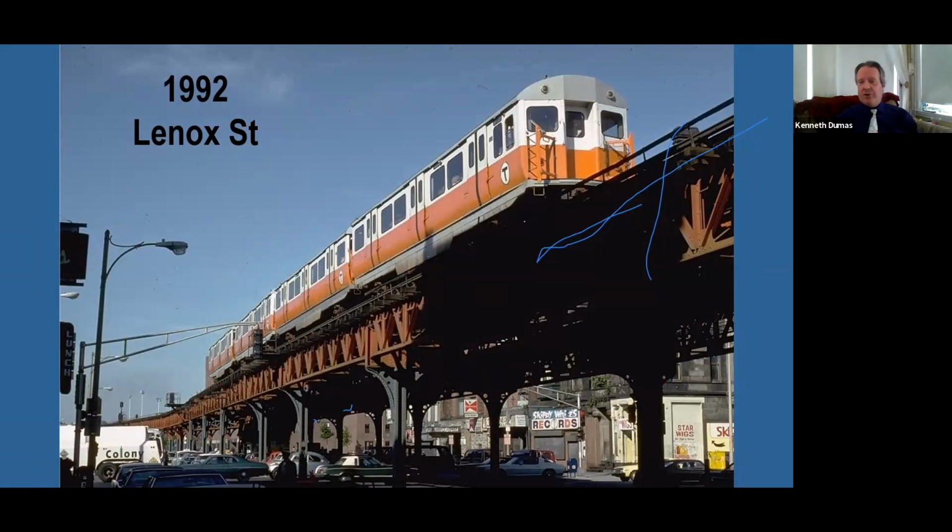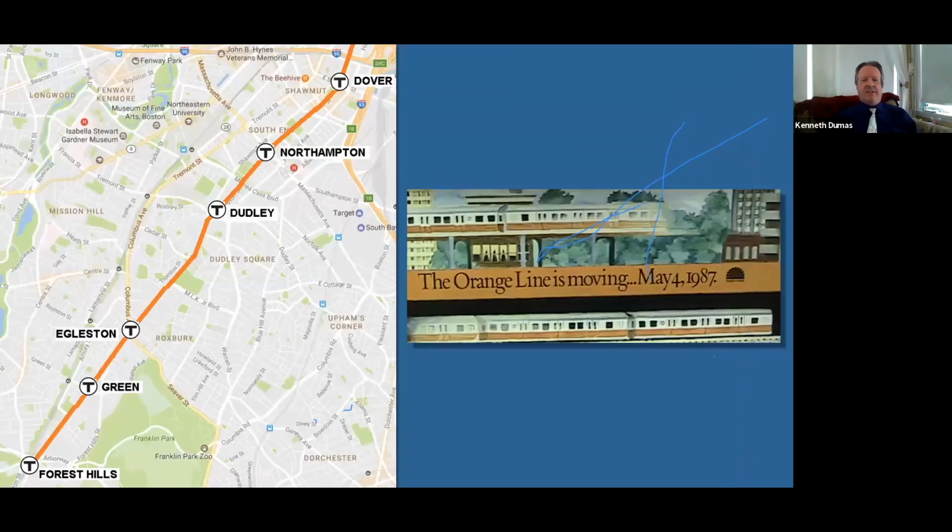This line served its community very, very well, but it wasn't a very well-liked service. It was loud, screechy and obtrusive, and there was talk of replacing it actually ever since the day the service opened.